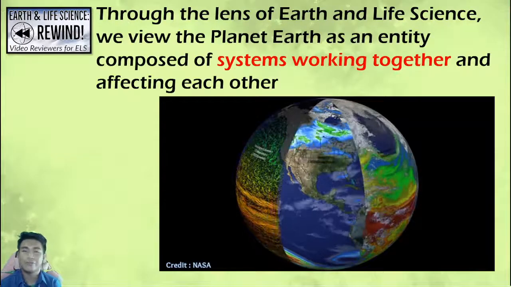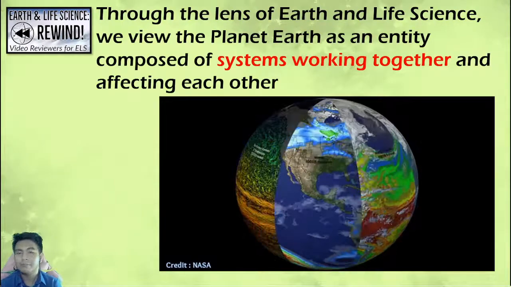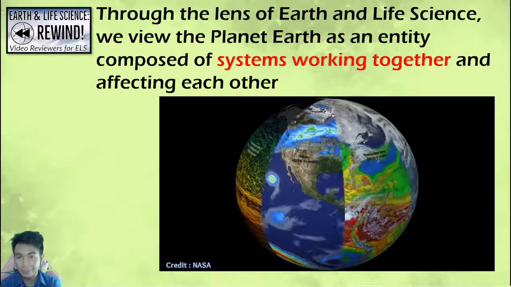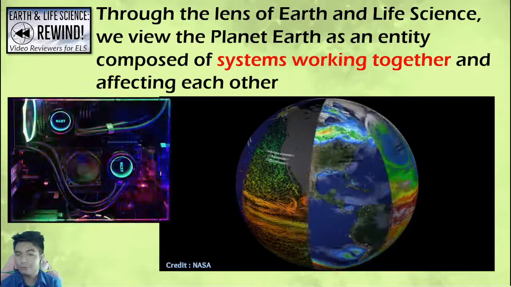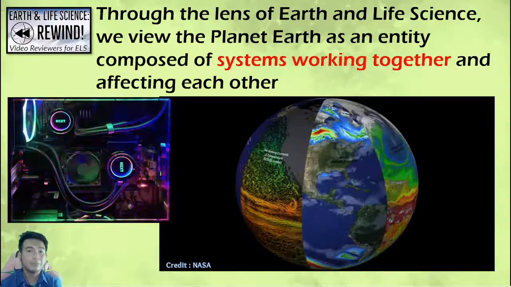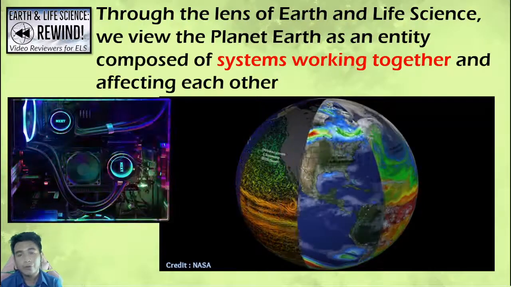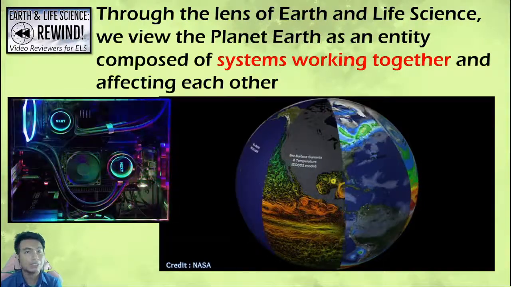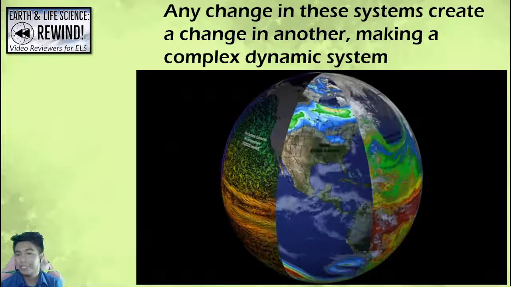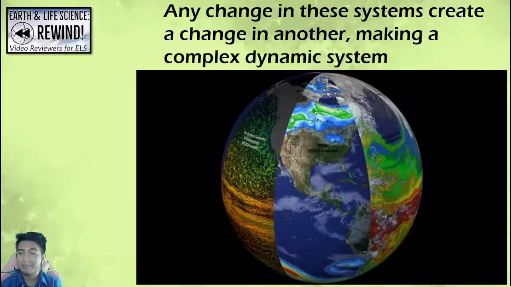Through the lens of Earth and Life Science, we view planet Earth as an entity composed of many systems working together and affecting each other. Think of it as a computer, wherein all of its parts, hardware, work together to give you a smooth gaming or studying experience. Like the computer, Earth is made up of many parts and systems. And with them being interconnected, any change in these systems creates a change in another, making a complex, dynamic system.